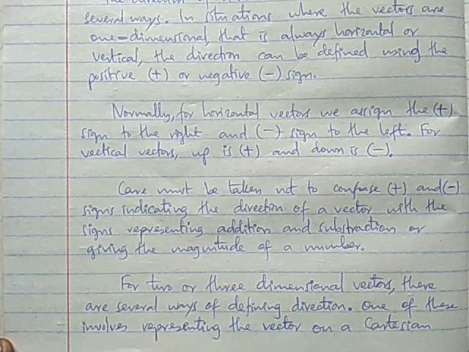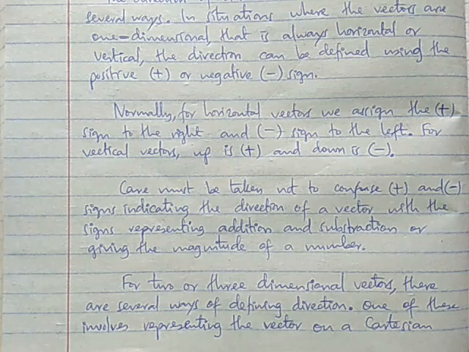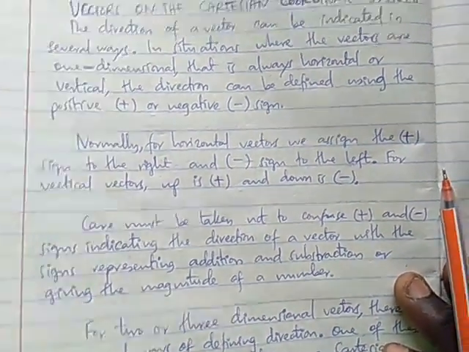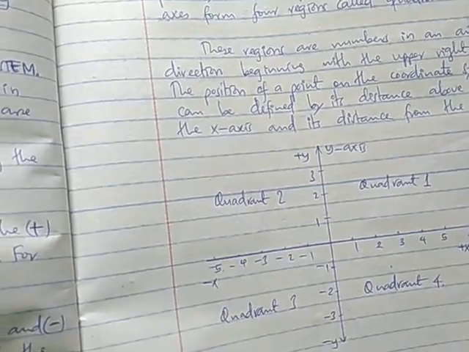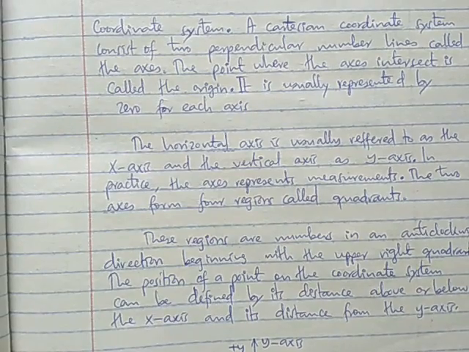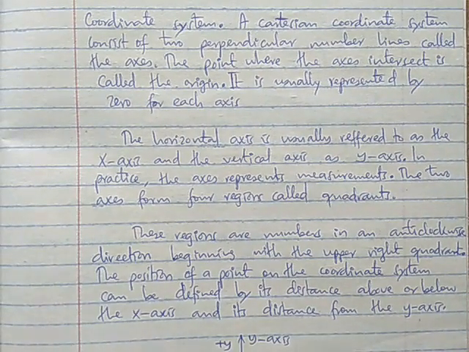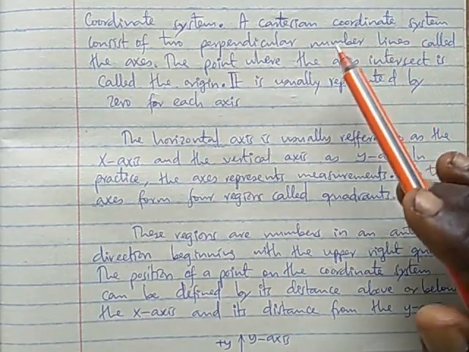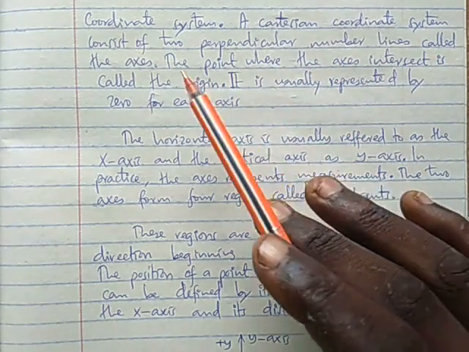For two or more dimensional vectors, there are several ways of defining a vector. Kama tuna two dimensional vector, one of these involve representing a vector on a Cartesian coordinate system. So this is one among the methods of representing a two or three dimensional vector direction. Ku represent direction kwenye two or three dimensional vectors, we are using the Cartesian coordinate system. So nachokisema ni kwamba a Cartesian coordinate system consists of two perpendicular number lines called the axis.